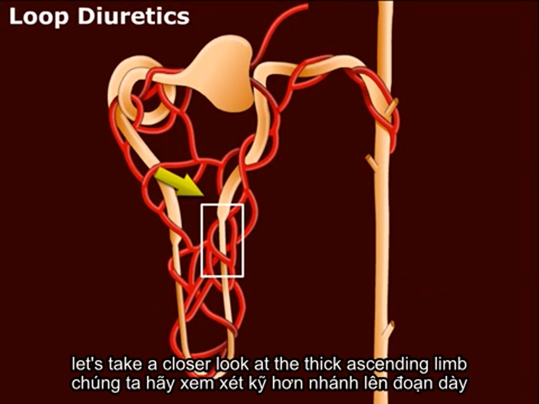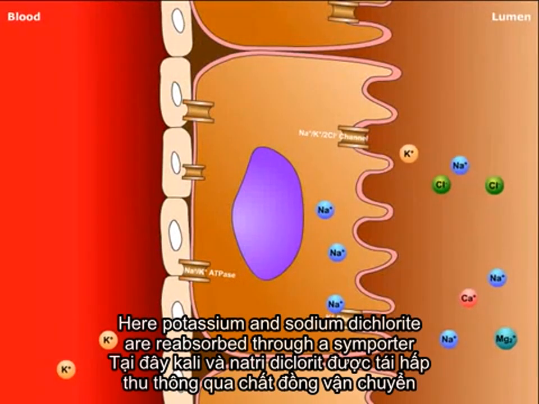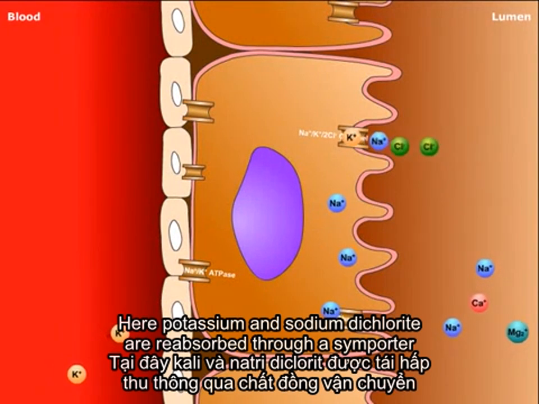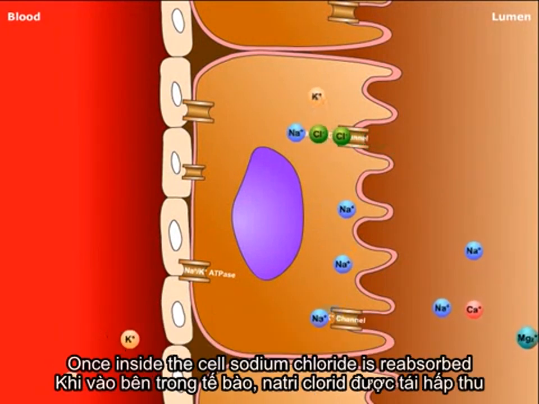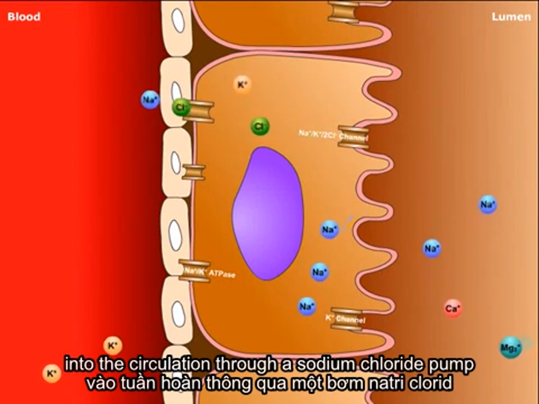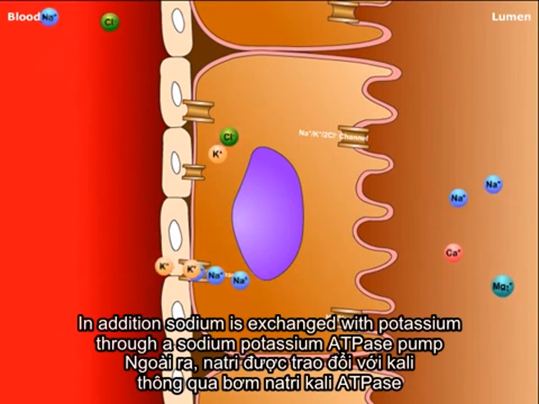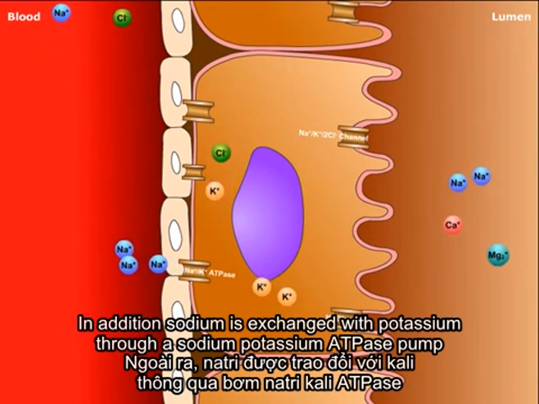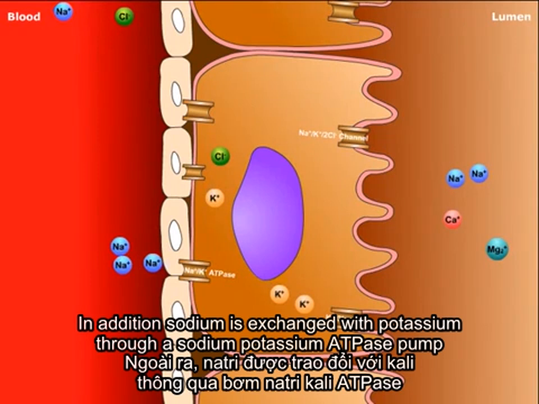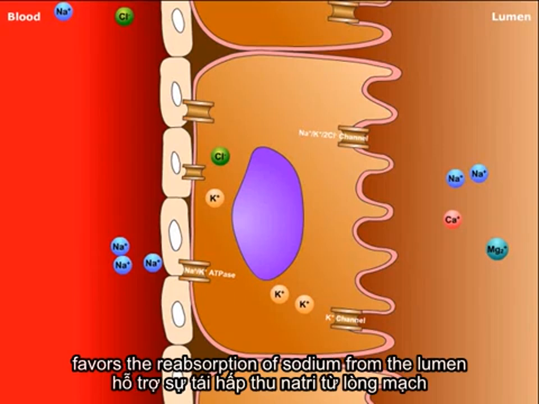Let's take a closer look at the thick ascending limb. Here, potassium and sodium dichloride are reabsorbed through a symport. Once inside the cell, sodium chloride is reabsorbed into the circulation through a sodium chloride pump along the basolateral membrane. In addition, sodium is exchanged with potassium through a sodium-potassium ATPase pump. As a result, a low intracellular sodium concentration favors the reabsorption of sodium from the lumen.